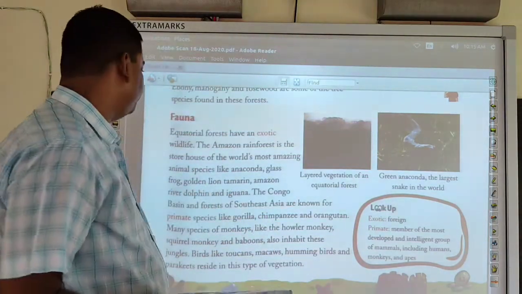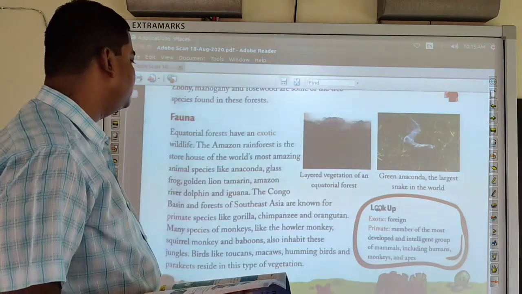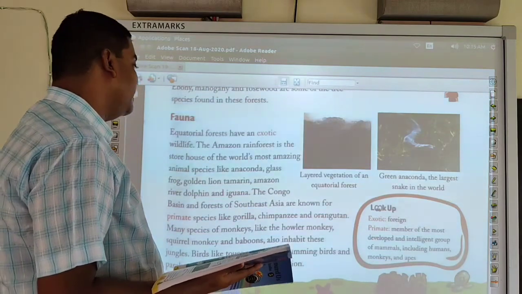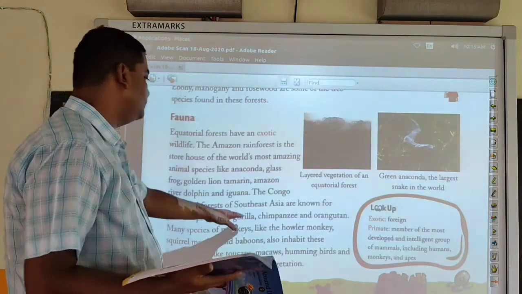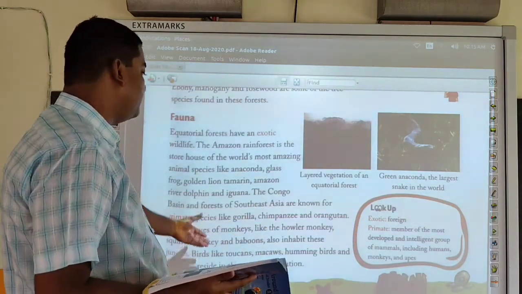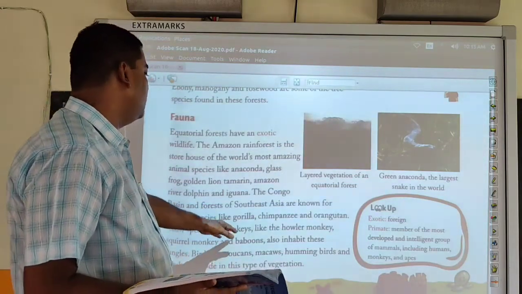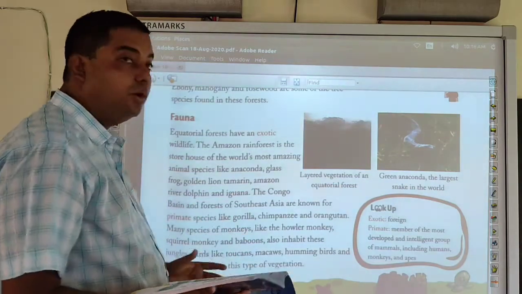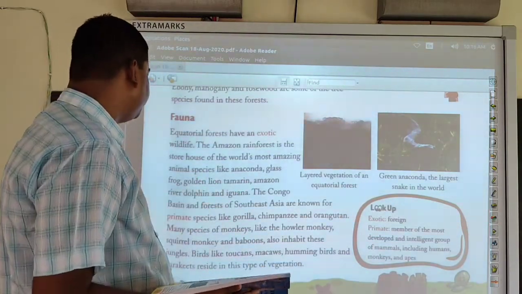chimpanzee, and orangutan. Many species of monkeys, like the howler monkey, squirrel monkey, and baboons, are also inhabiting these jungles. So, apart from these animals, we have other intelligent species like the howler monkey, squirrel monkey, and the baboons. They are also available in this region.